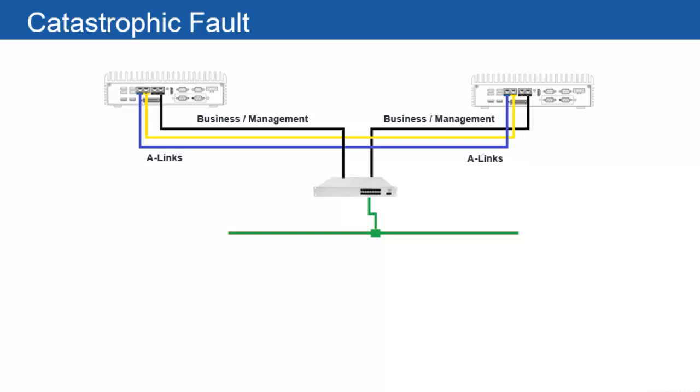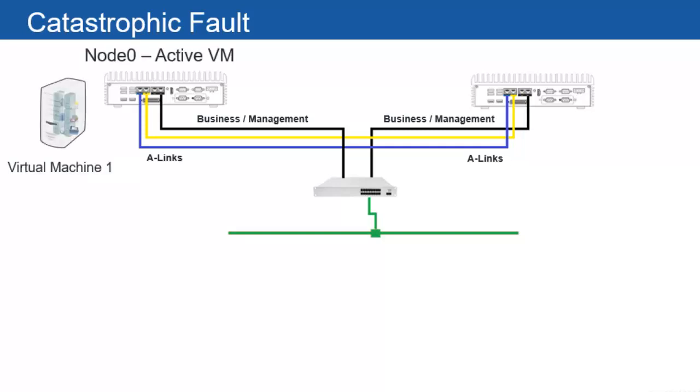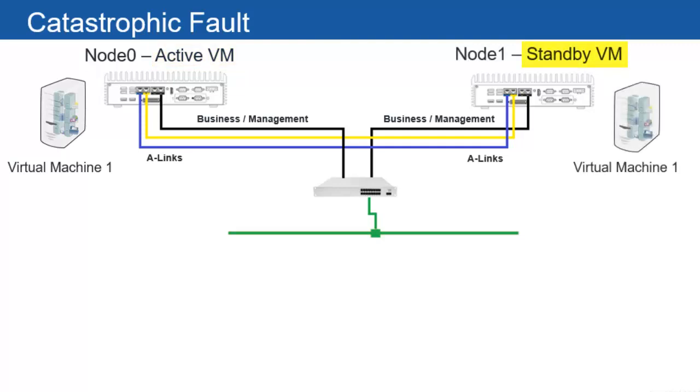In this example, we'll assume the VM is running on node 0. Since it is the running VM, it is considered the active VM. Since the system is duplexed, meaning it is redundant, there is a standby instance of the VM running on node 1. A catastrophic event severs all business and A-Link network connections on node 0, while leaving power available and the system running.